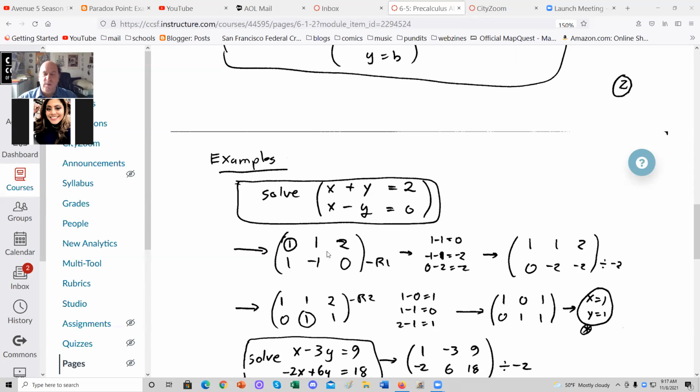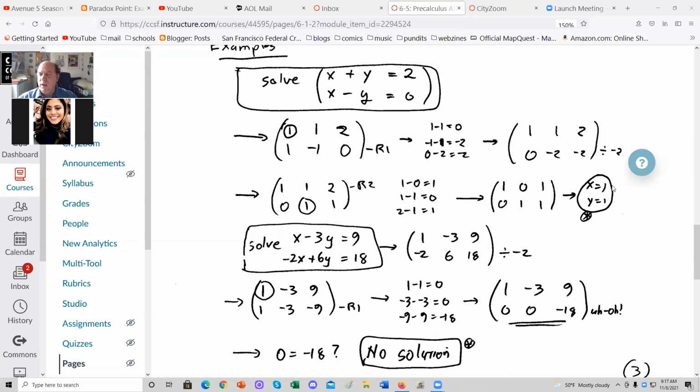So subtract 1 of row 1 from row 2. 1 minus 1 is 0. There goes a 0. -1 minus 1 is a -2. There goes a -2. 0 minus 2 is a -2. There goes a -2. So the matrix is now 1, 1, 2, 0, -2, -2.